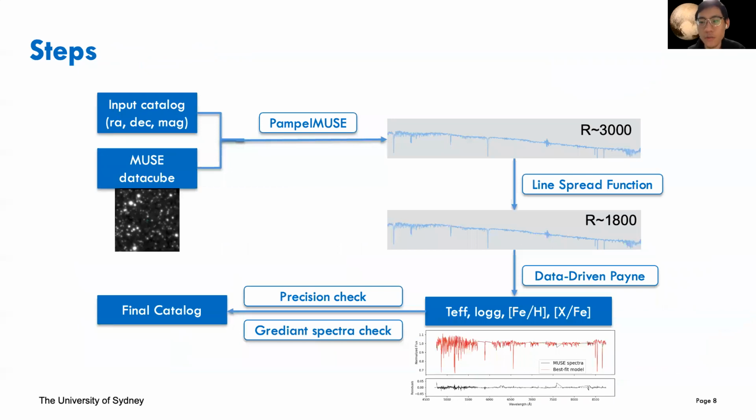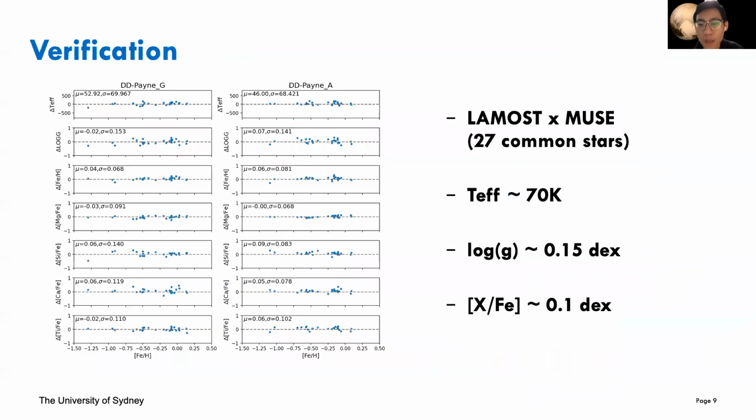Here, I just showed the flowchart of our method. First, we use PampelMuse to extract the stellar spectra from MUSE data cubes. And then we use the line spread function to degrade the spectra from 2000 to 1800, which then can be applied to The Payne to derive the stellar labels. And after a precision check, we can get our results.